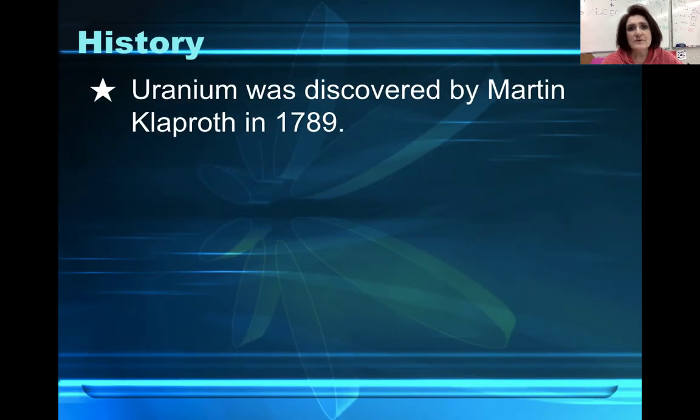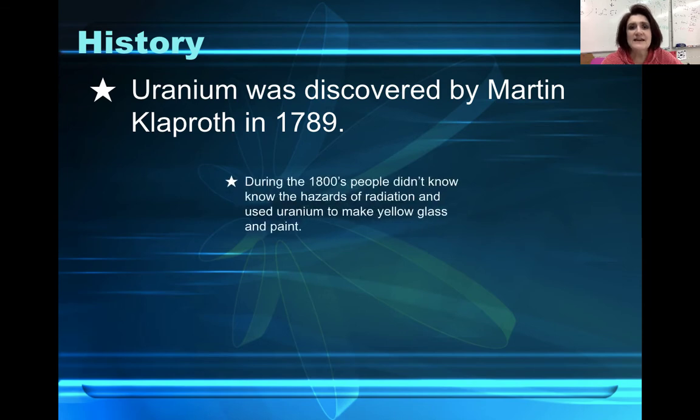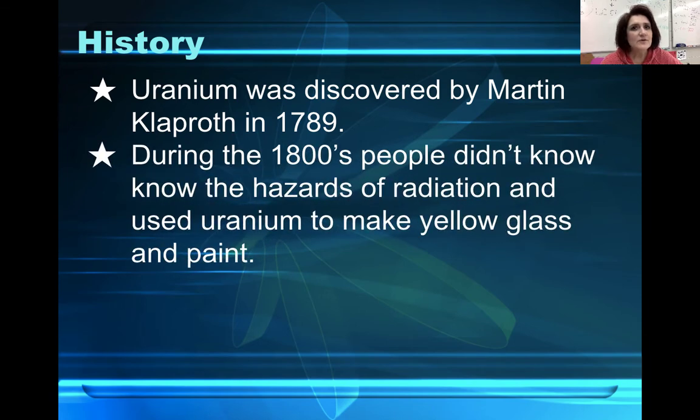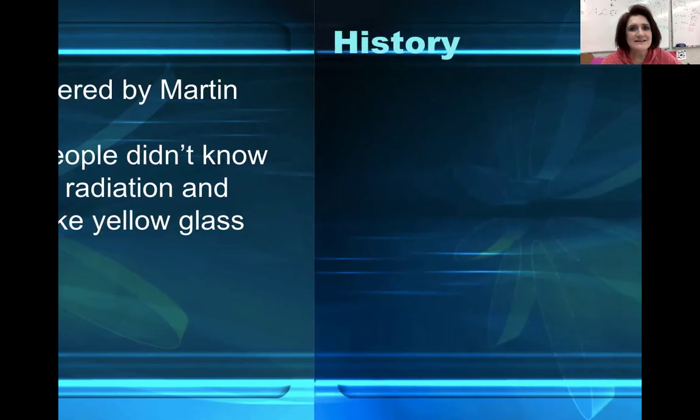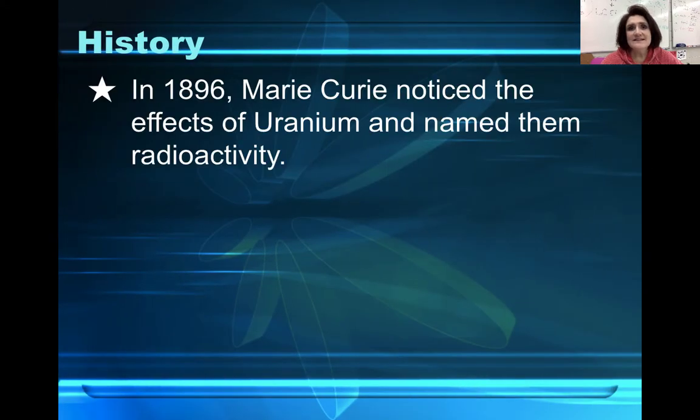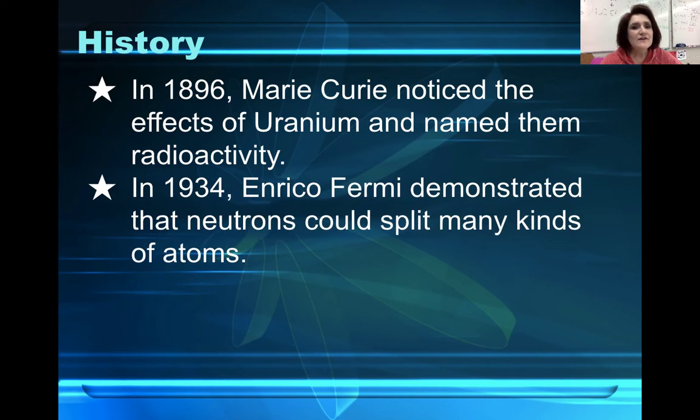Some brief history. Uranium was originally discovered by Martin Klaproth in 1789. During the 1800s, though, people didn't understand the hazards of it and actually used uranium to make yellow glasses and paint. In 1896, Marie Curie noticed the effects of uranium and named them radioactivity. In 1934, Enrico Fermi demonstrated that neutrons could actually split many kinds of atoms.